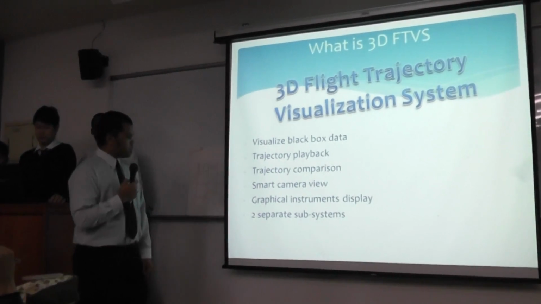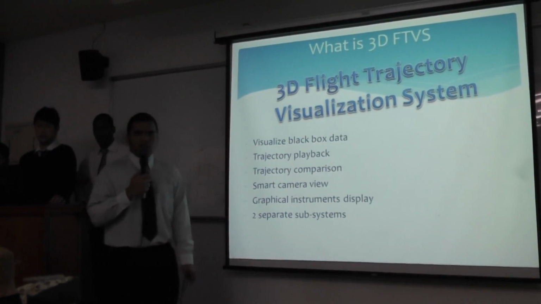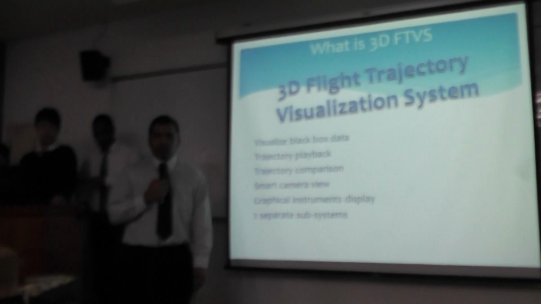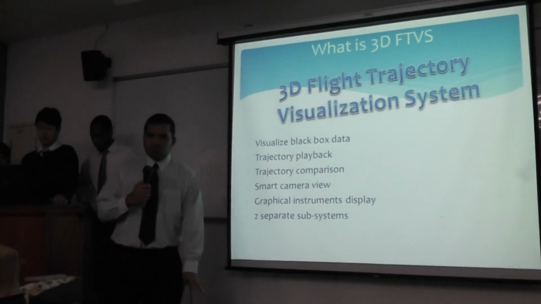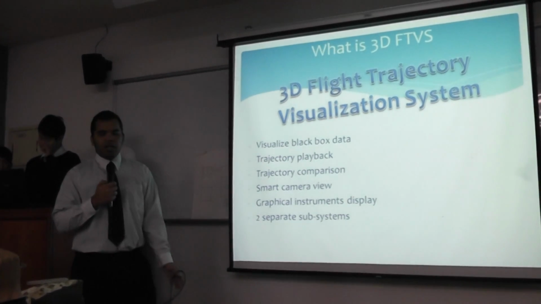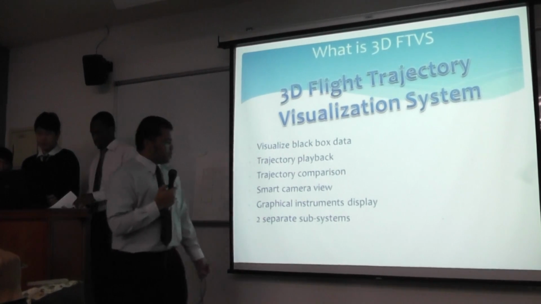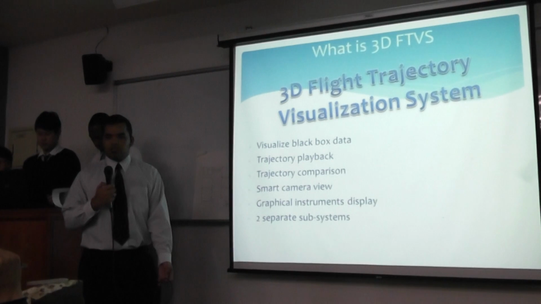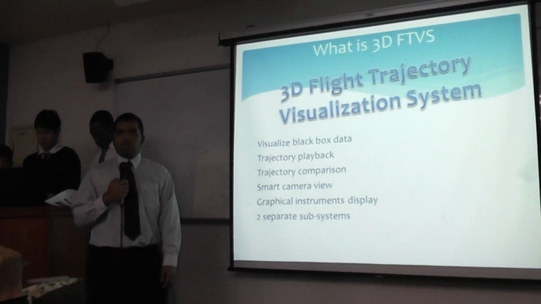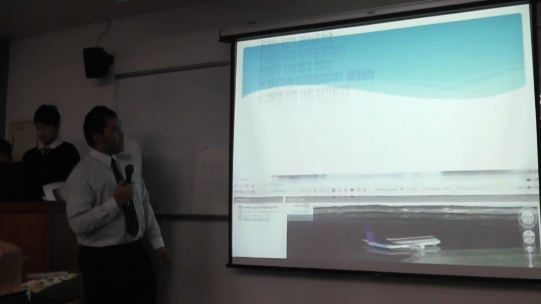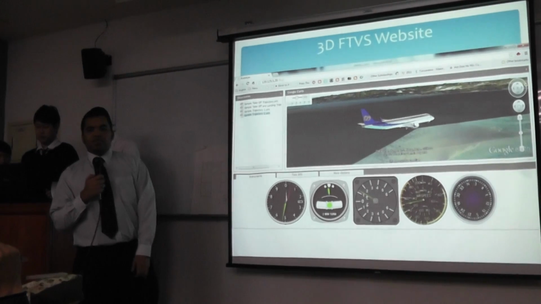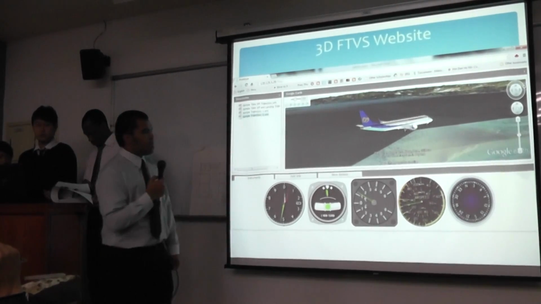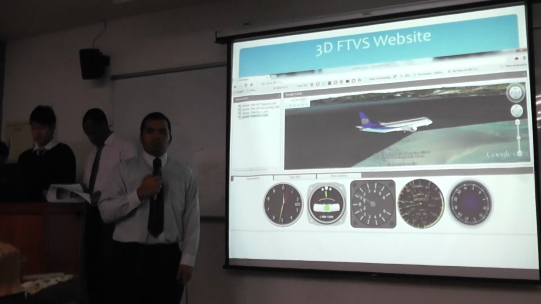We also have 2 separate subsystems. Now those are the main point of our system. We have 2 things which will work in tandem together to produce our end result. Now, one of those is the converter. Simple as it is, it just converts files to the preferred version that we would like to use. And our other one is the 3D FTVS website. Now this is a web-based application, so it will be accessible through any browser.